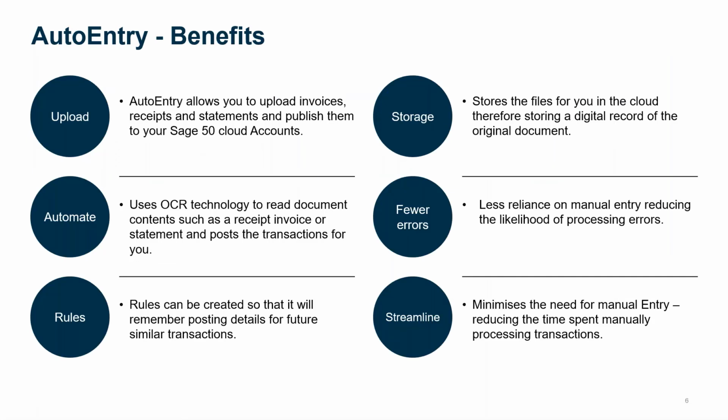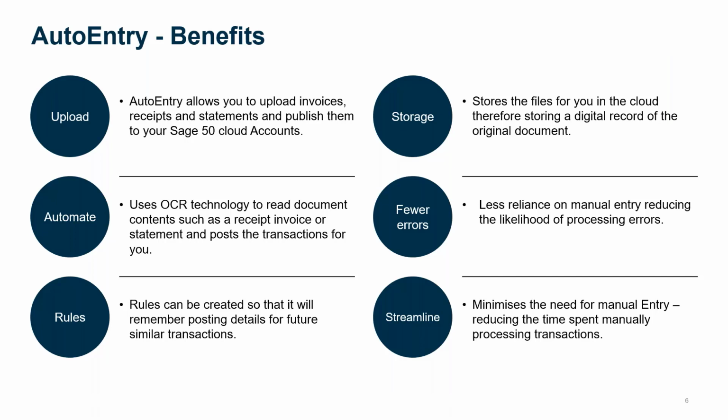So let's just have a look at some of the benefits, first of all, to your business of introducing auto entry. First of all, it allows you to upload those documents that we mentioned earlier. So you can upload paper documents, but it could also be electronic documents, all into auto entry. And it starts that extraction process for you, ready for you to check what nominal codes and tax codes have been assigned. So it starts to automate your processing. It uses optical character recognition technology to read the documents for you and start to categorize the transaction on your behalf.